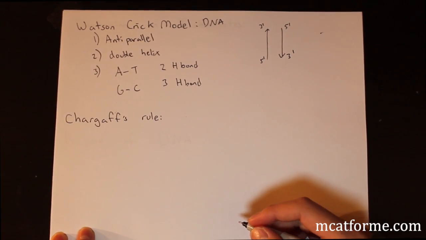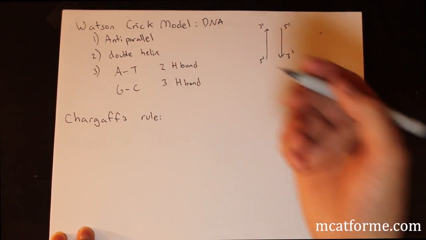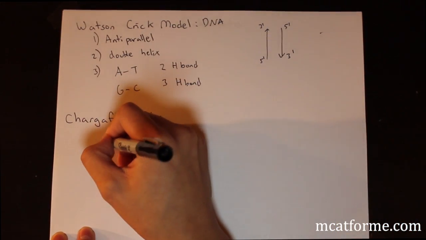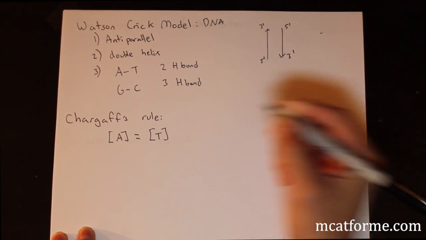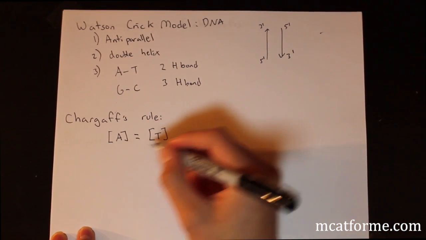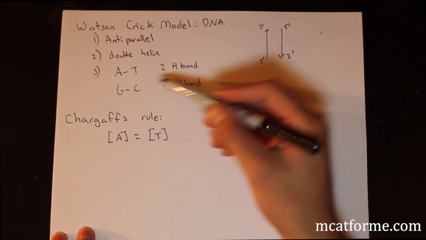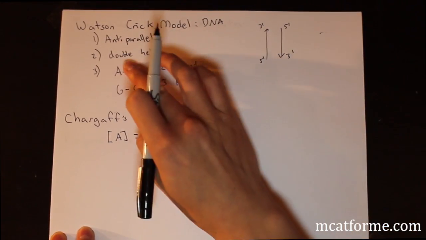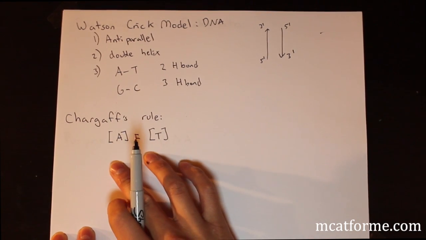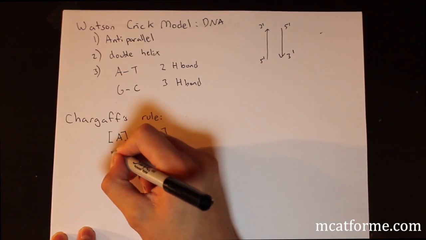and Chargaff's rule. So this relates to this ATGC pair. So Chargaff's rule says a couple of things. So A equals T. So the concentration of A equals the concentration of T. And that should make sense because A always bonds with T. If this wasn't the case, if these two weren't together, then you have some type of mutation.